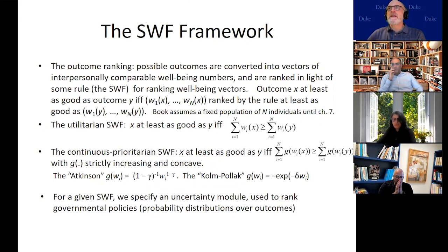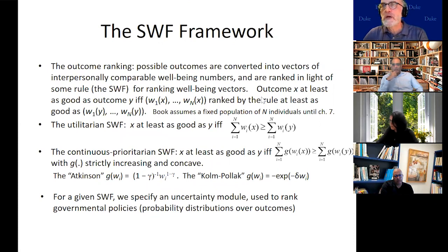How does the framework work? Framed most generally, it converts outcomes. And again, we should think of these as social outcomes. This is a framework for a social planner, a governmental decision maker. So it takes the possible outcomes of policy choice and converts each of those into a well-being vector. That is a list of well-being numbers.